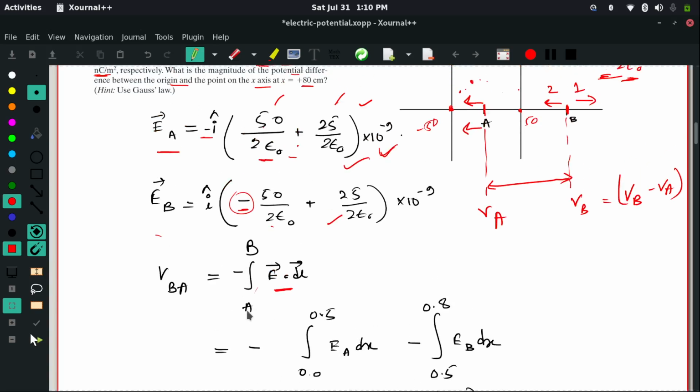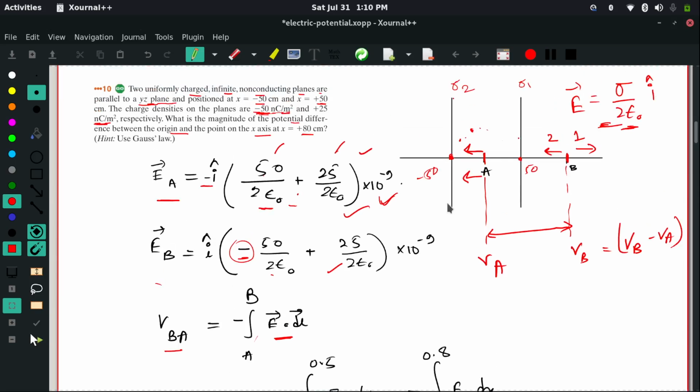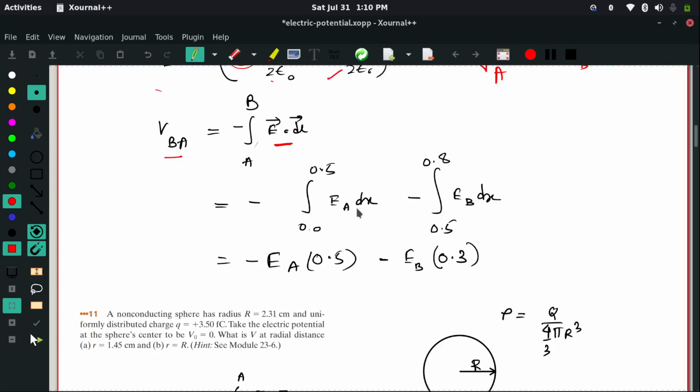To calculate the potential difference, you have to do this integration. But the electric field is different in these two regions, different inside and outside. So I will break this integration into two parts. One is only inside these two parallel sheets, going from 0 to 0.5, and the rest goes from 0.5 to 0.8. This is your first part and this is your second part.